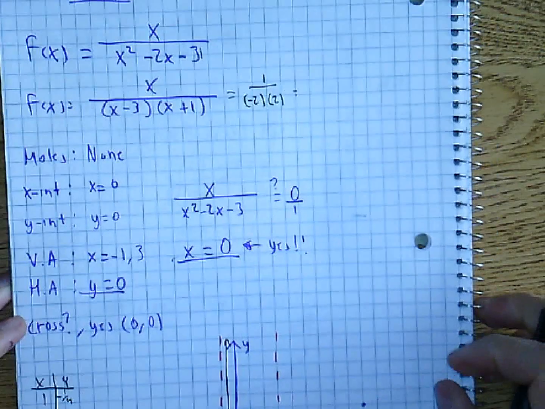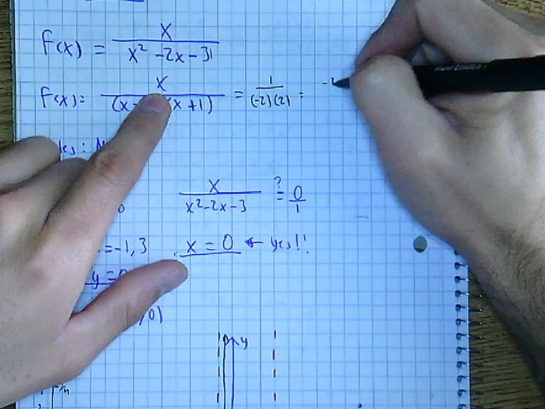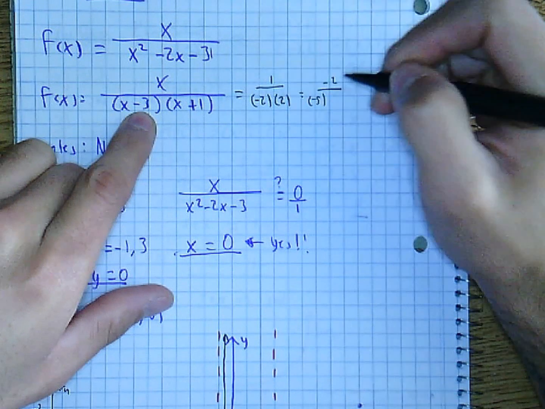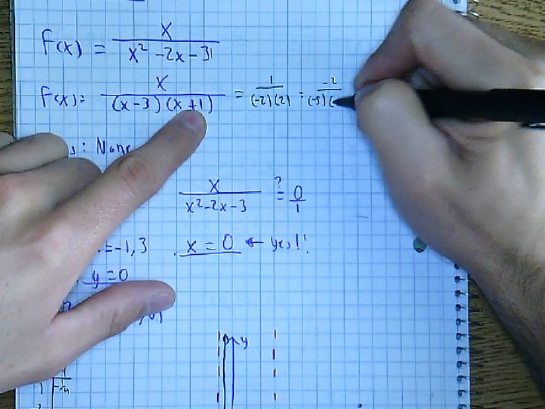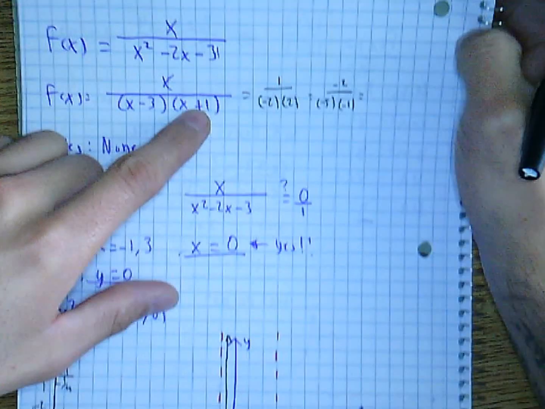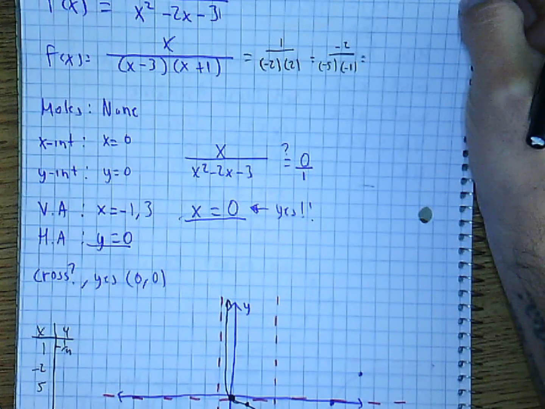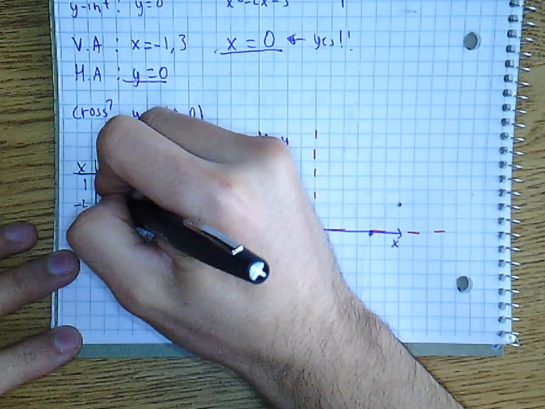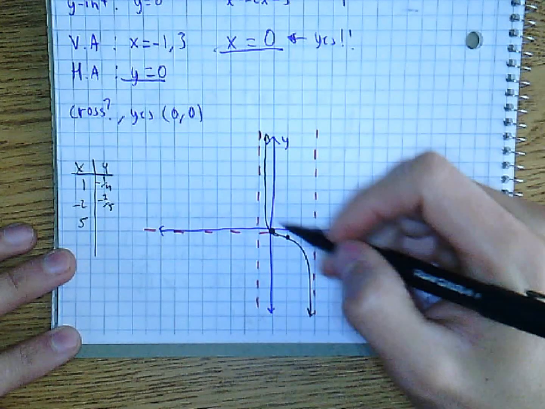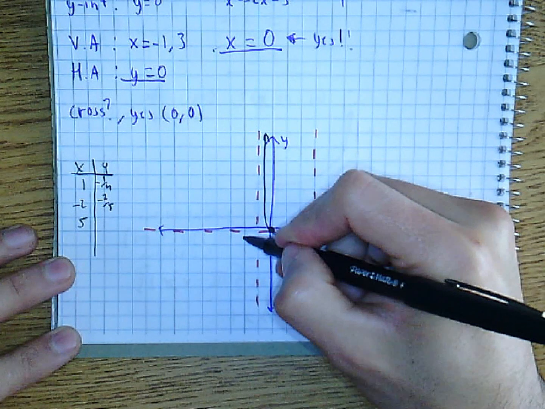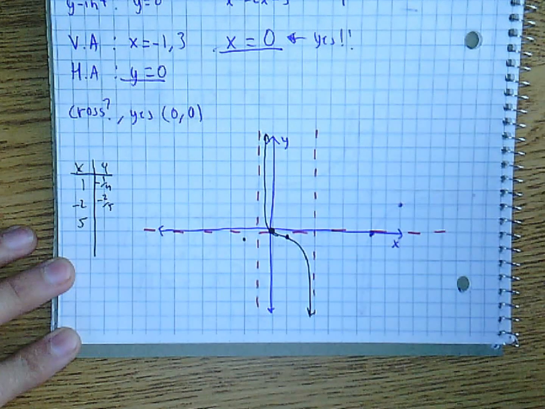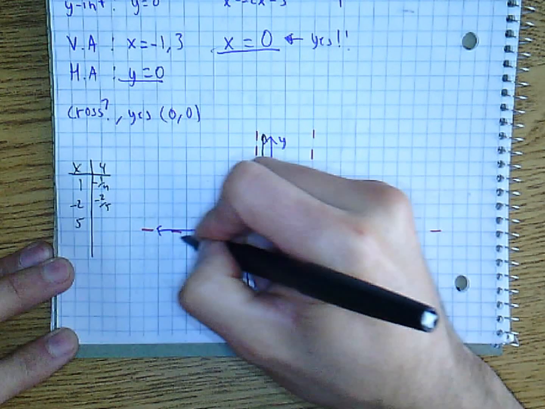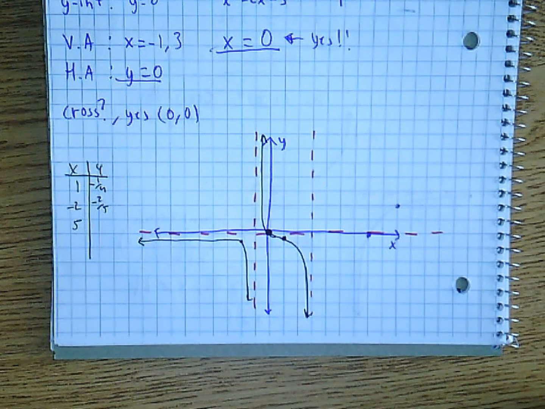Cool. And then now if we try 5, that's going to give us a 5 here. 5 minus 3 is 2. 5 plus 1 is 6. So that's going to give us 6 times 2 is 12. So that's going to give us 5/12. So at 5, so let's see, 3, 4, 5, 5/12 would be, I don't know, maybe very close to the asymptote. So then it's going to look something like that. And we should be done with our graph.